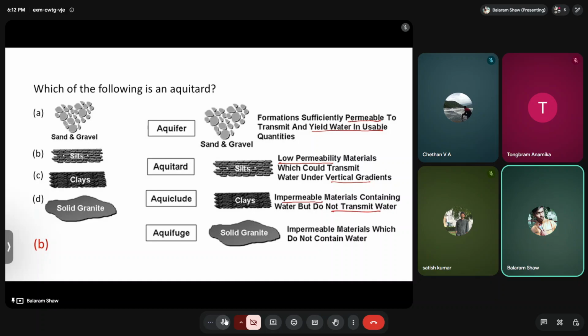Here it is impermeable, so water cannot be transmitted, but it has some water, which is mostly in the periphery of the materials. Finally, we have aquifuge. Aquifuges are impermeable materials which also do not contain water. It is kind of rocks, for example, solid granite and so on. So in this case, which one is an aquitard? The correct answer is B. It is silts. So with this in mind, we'll go to the next question.